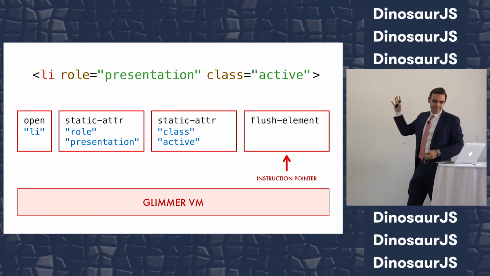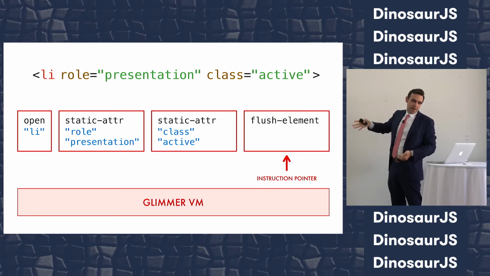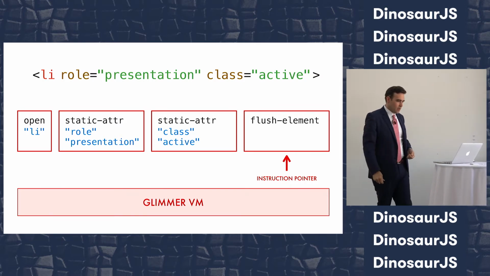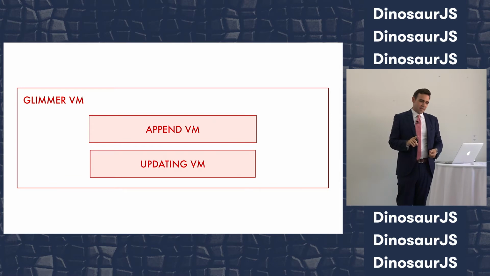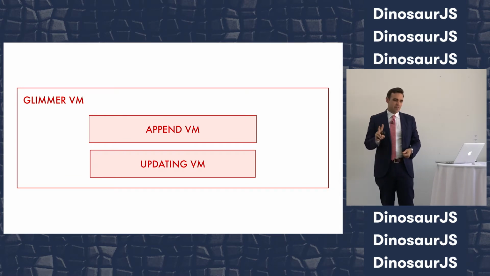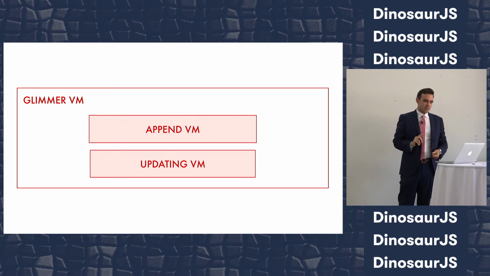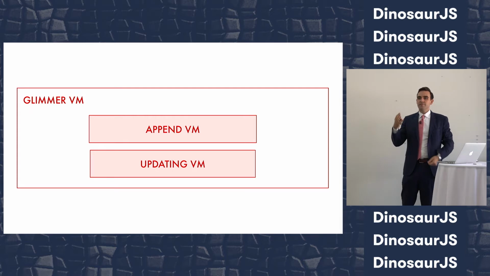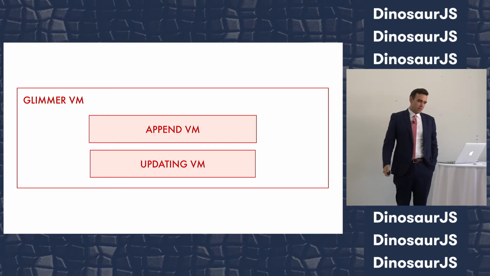So this is a pretty easy example, but it's completely static, right? What about something that has dynamic content? What I haven't mentioned yet is that the Glimmer VM is actually made up of two VMs. One is optimized for constructing and appending DOM elements, and the other is optimized for updates.